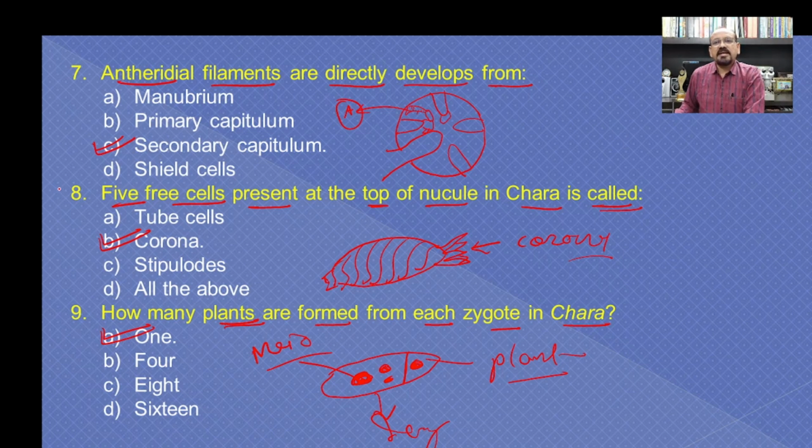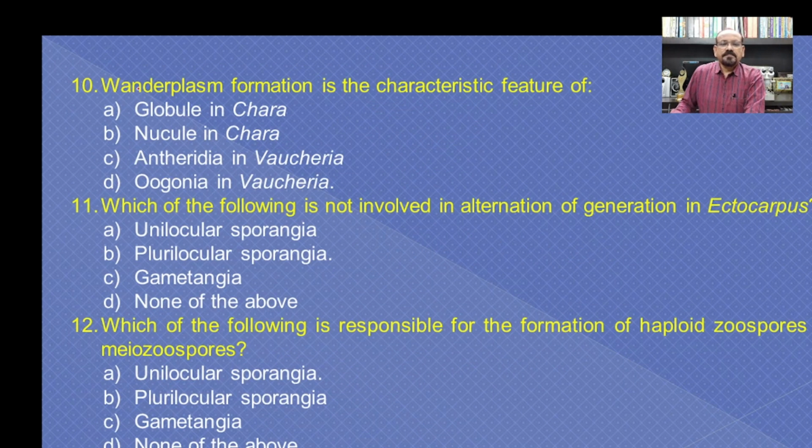But if we see a similar condition in other algae, after the meiosis in the zygote there will be the formation of 4 meiospores, which later on germinate into 4 plants. So this is the difference between other plants and Chara in the post fertilization changes. Then, Wanderplasm formation is a characteristic feature of. Wanderplasm is the structure which is present in the oogonia of Vaucheria.